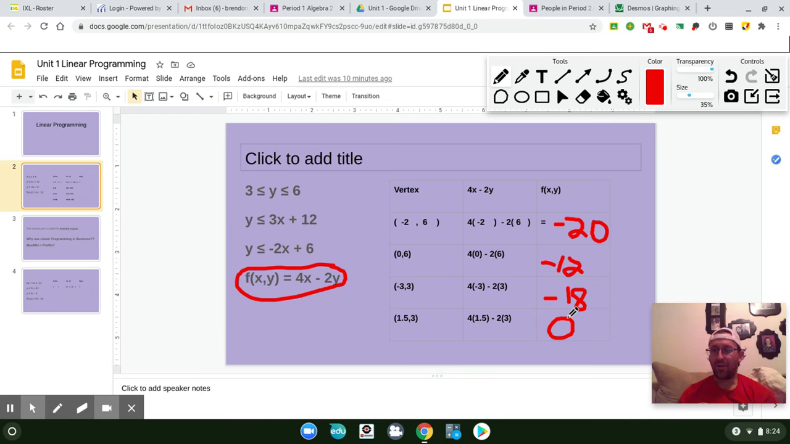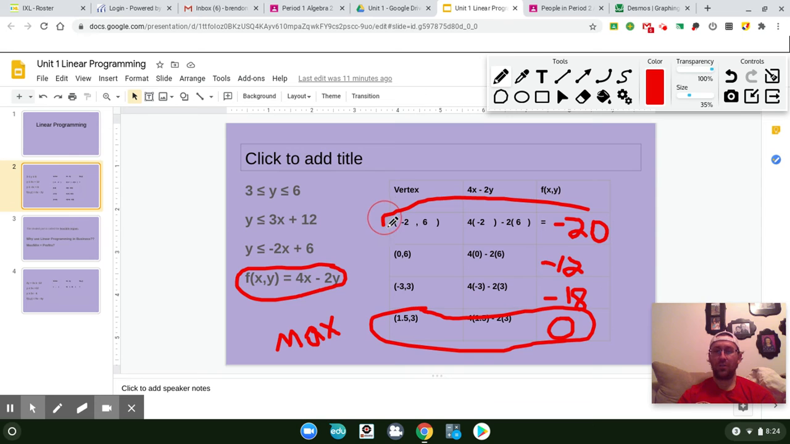Okay, so now we're going to find our max and our min. The highest number value here is actually 0. So this is our max right here. That's our max. Now the lowest number is negative 20, so that's our min. So that's basically the answer. The max is at 1.5 comma 3, and we get 0. And our min is at negative 2, 6, and we get negative 20.